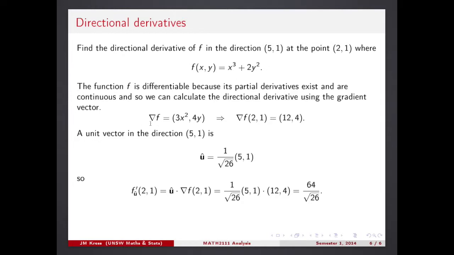We compute the gradient right here. Two partial derivatives, with x and with y. The numerical gradient at the particular point of interest, (2, 1), which is substitution. Direction: we always take a unit version of the direction because we don't want the magnitude to influence the computation. That's why we normalize the vector u. So we take u hat and divide by the length. You see root 26, that's the length of this vector (5, 1). And that's the computation, and that's the end of it.